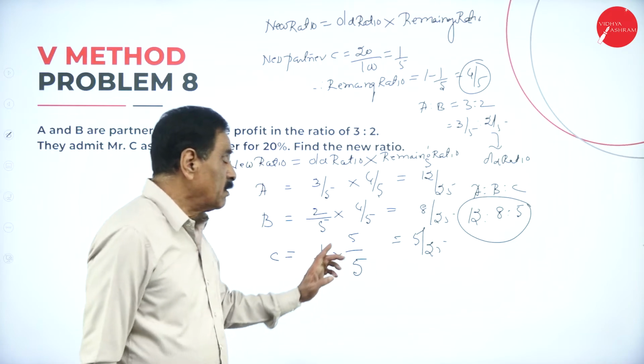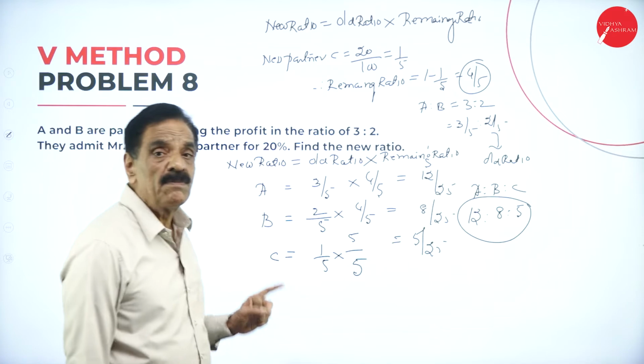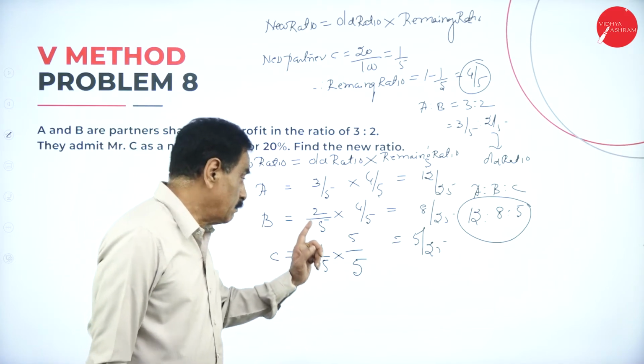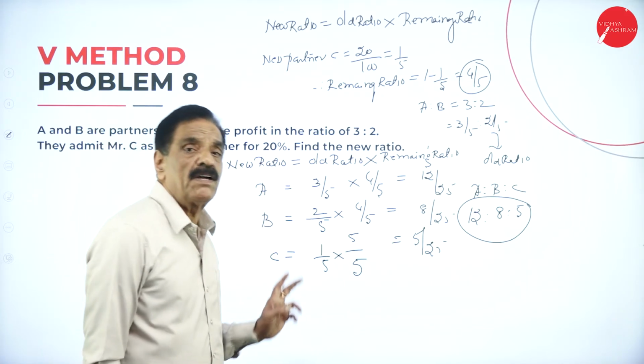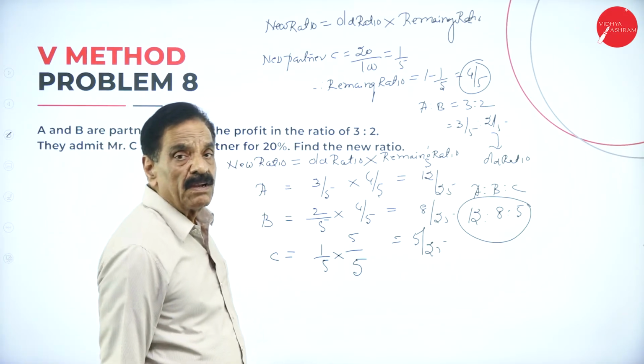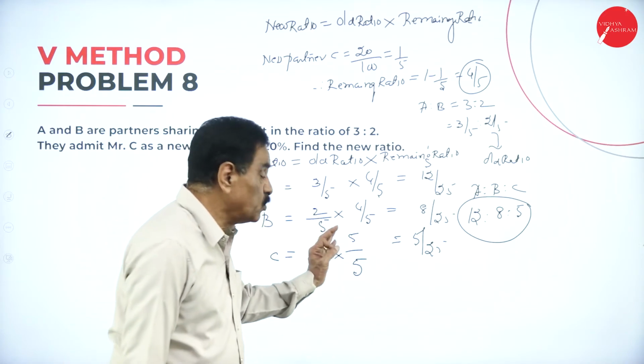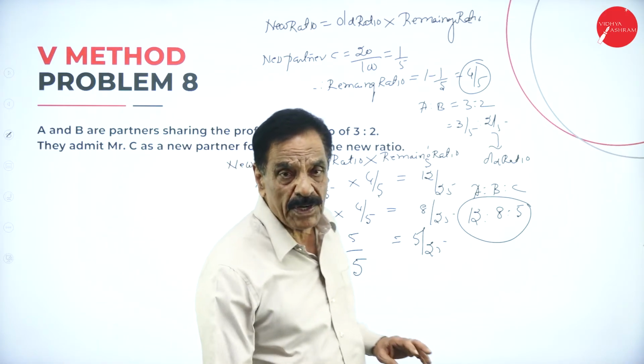1 over 5. What's the LCM here? 25. To get the 25, multiply by 5, divide by 5. If it is only 20, then 4, divided by 4. If it's 15 only, then 3, 3. If it's only 10, then 2, 2. You have to do it. Hope you understand this.